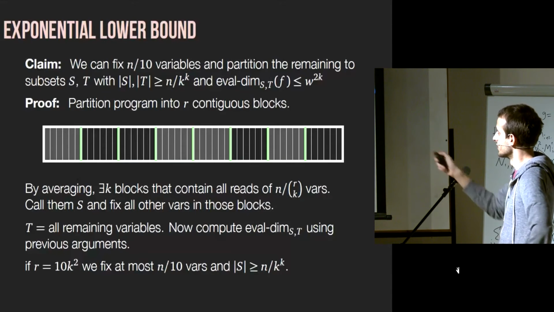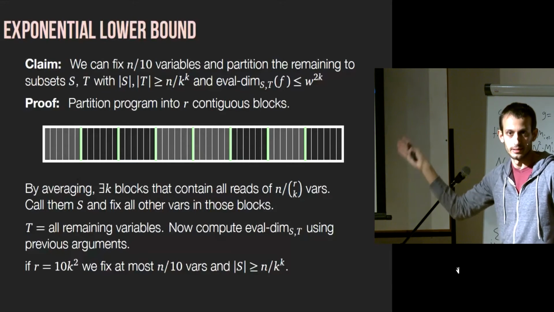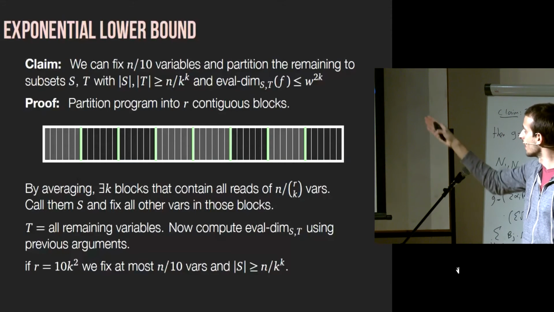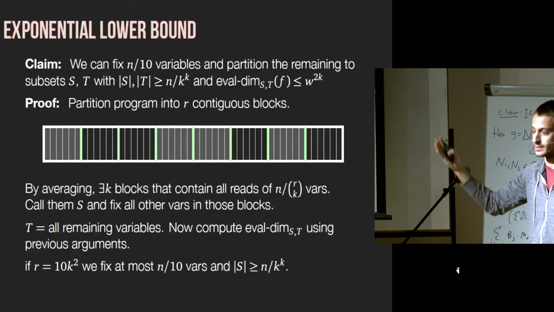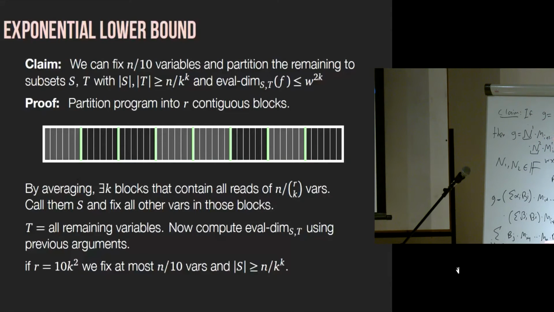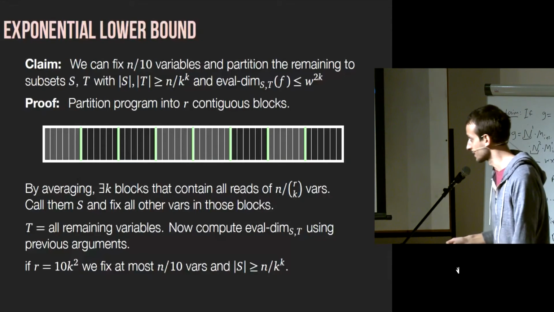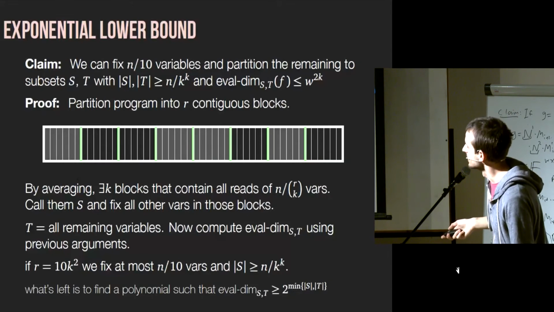Yeah, so this is a calculation that I didn't write on the slides, but you can just count how many variables can occur in each block, and you can see that the number of variables you fix is at most n over 10. So why is it so small?